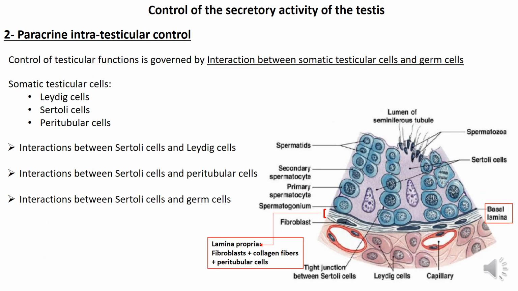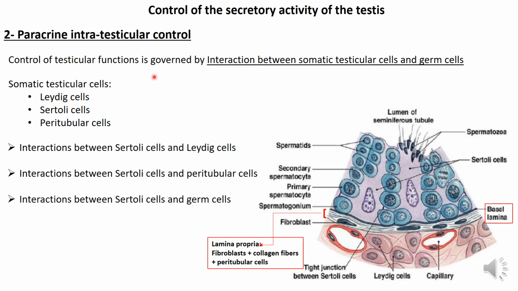Now that we have seen the neuroendocrine control of the testicular function, or of the secretory activity of the testis, we will move to talk about the paracrine control of the testicular function, or of the secretory activity of the testis.